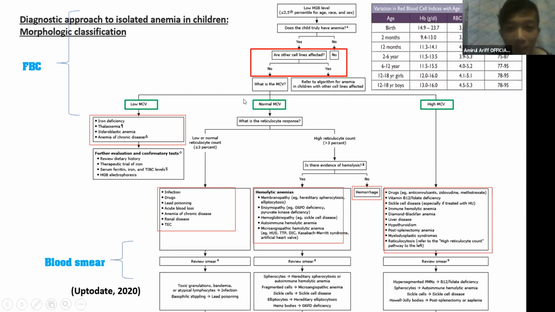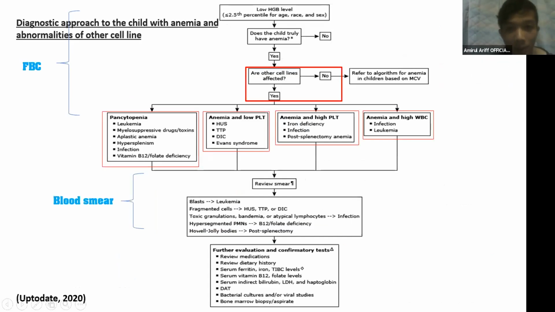So for example, if the patient has low MCV, this might be the possible cause. Normal MCV, this might be the possible cause. High MCV, this might be the possible cause. If the other cell lines, like the white blood cell and platelet, are affected, we need to use the other algorithm.